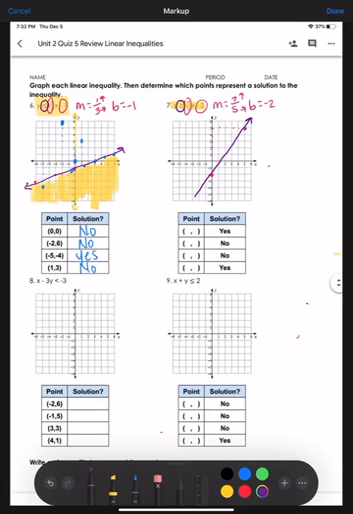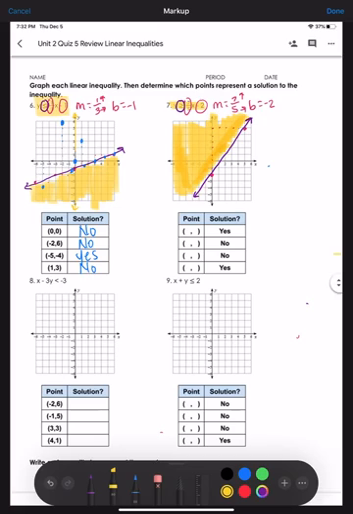So I draw that line there. And finally, I need to decide where my shading is going to go. If I look back up here, it says y is greater than or equal to. So where is y greater than? Up here, y is greater than. So I'm going to shade above the line. So anything above the line, and because the line is solid, including the line as well.